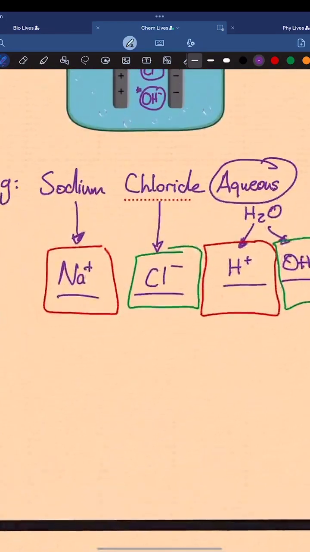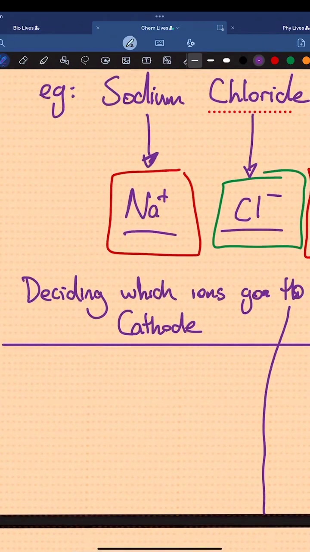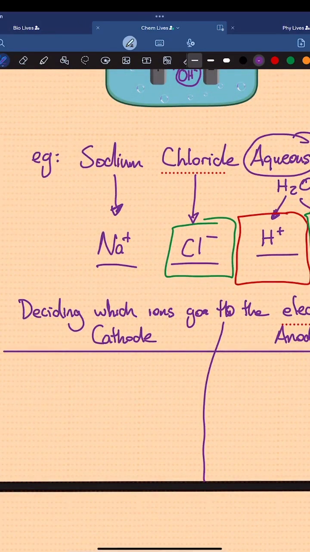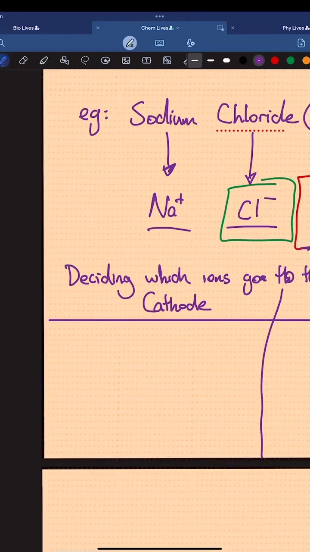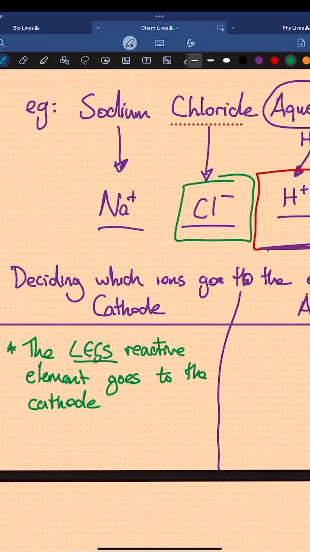So let's write down deciding which ions go to the electrodes. At the cathode, we have 2: either Na+ or H+. It's whichever one that is less reactive that goes. So remember it like that. Out of the 2, the less reactive element goes to the cathode. So out of Na+ and H+, so out of sodium and hydrogen, which one is less reactive?